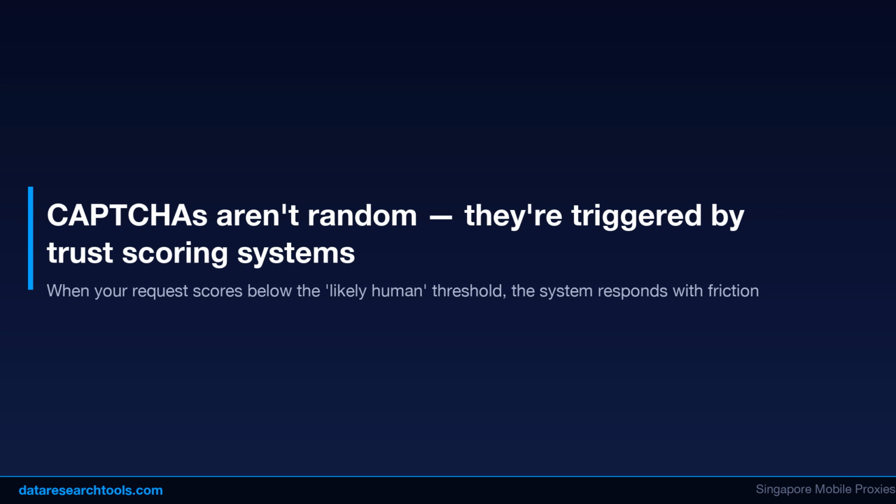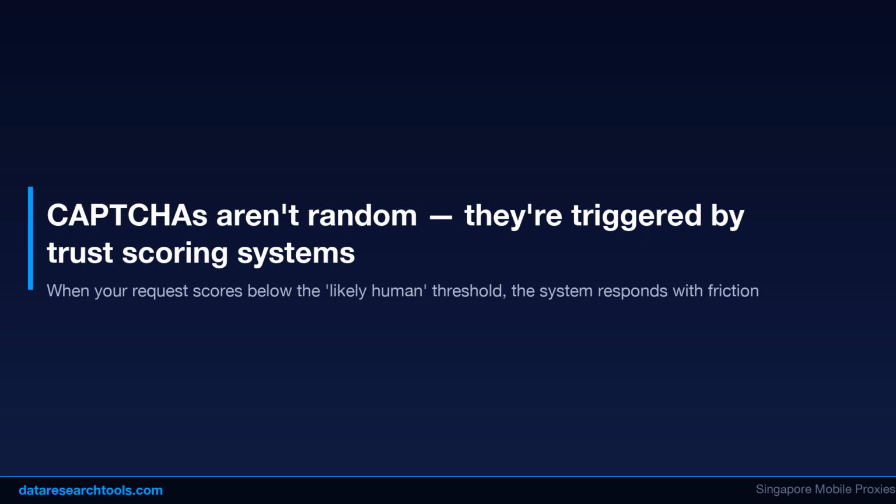Each of these contributes to a composite score. And here's the key. No single signal triggers a CAPTCHA on its own in most modern systems. It's the combination of signals that determines whether you get challenged. This is why the relationship between proxies and CAPTCHAs is more nuanced than most guides suggest. Mobile proxies help with one specific layer. They don't help with the others.